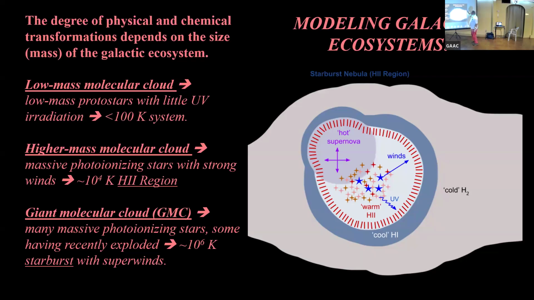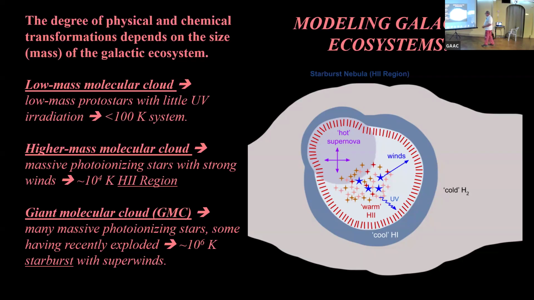So for a low mass molecular cloud, you mostly have cold molecular hydrogen and maybe a little bit of cool atomic hydrogen. But for a higher mass molecular cloud, on the order of maybe 100,000 solar masses, you're likely to get massive photoionizing stars. They're rare, but if you have a big enough cluster you'll get a few. And that will produce a warm region, quote unquote, of 10,000 degree gas, which is glowing in H alpha and other emission lines like oxygen.